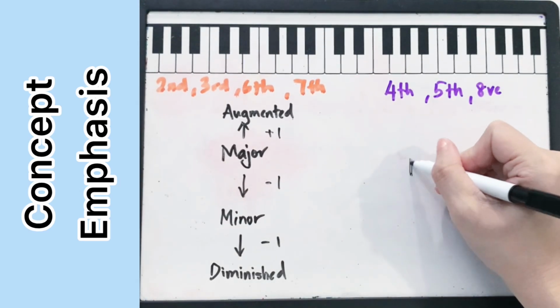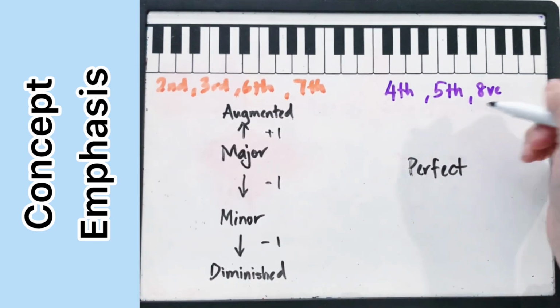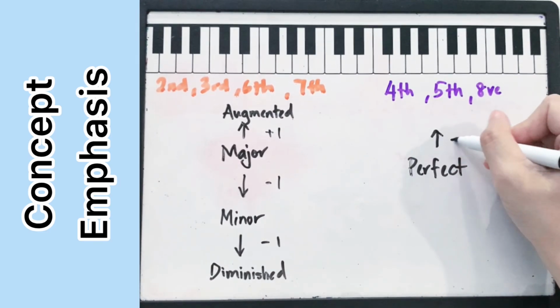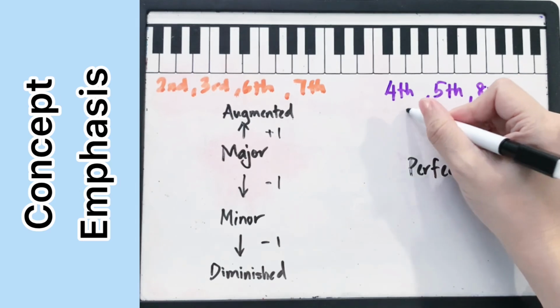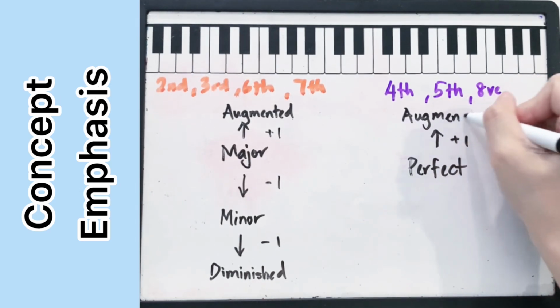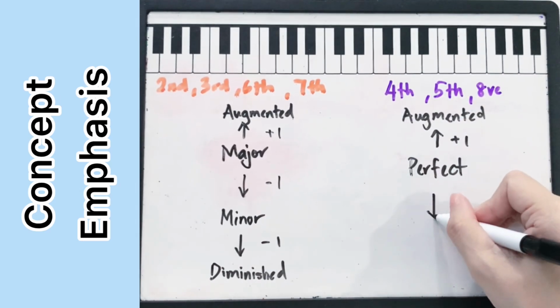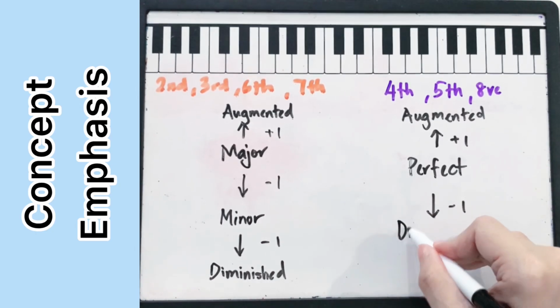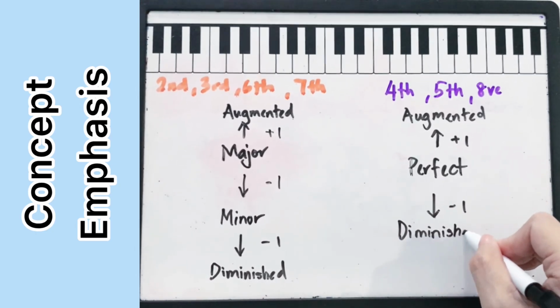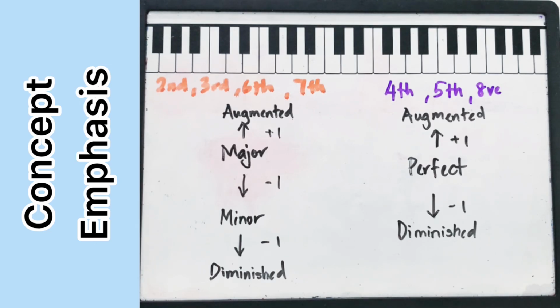For the intervals of the 4th, 5th, and the octave, it's fairly easier. 1 step further from perfect would be an augmented interval, and 1 step reduced from the perfect would be a diminished interval. That's all for our lesson today on intervals, and remember to save the video for future reference.